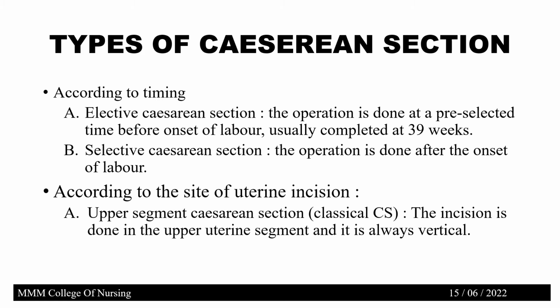Next is the selective cesarean section, an operation done after the onset of labor. After the pain arises, we go in for the cesarean section. Next, according to the site of uterine incision, the cesarean section is classified as upper segment cesarean section. The incision is done in the upper uterine segment and it is always vertical.